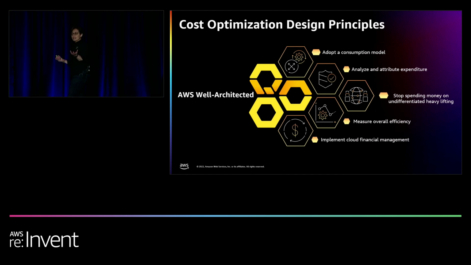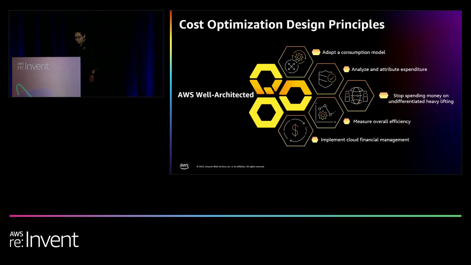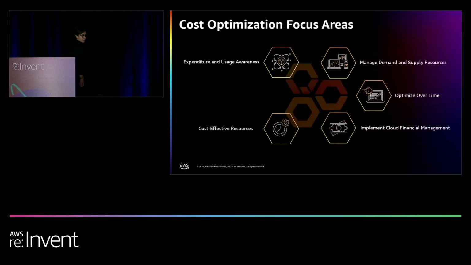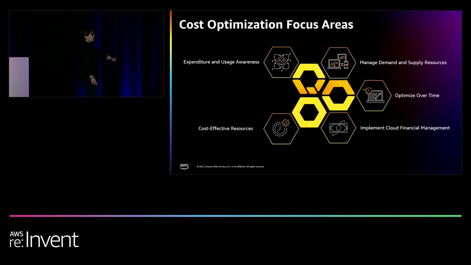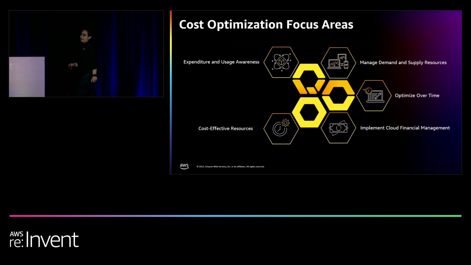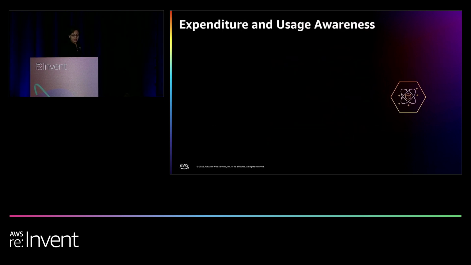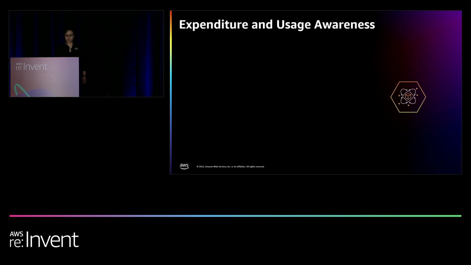Then you're practically not talking about costs here, you're talking about investments. All right, so now we know what the 5 goals are. Let's see how we can achieve them. There are 4 things that we need to do, and the 5th is we keep doing the 4 things. And we're going to talk about each of these focus areas or best practices sections today. So let's begin with expenditure and usage awareness.